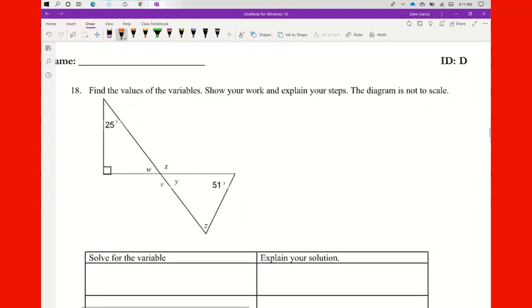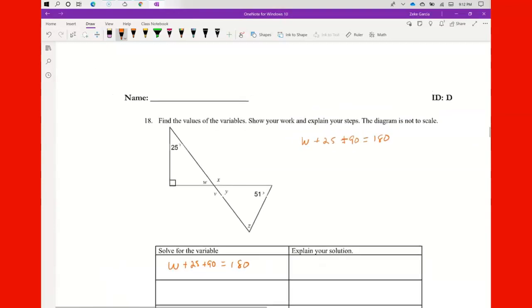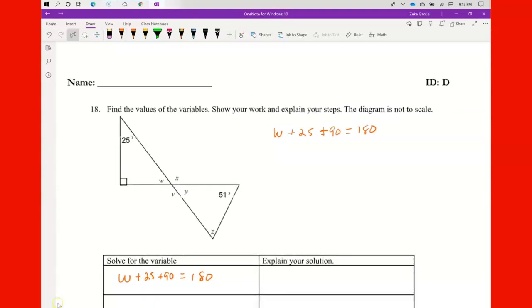Okay, find the values of the variables. Show your work, explain your steps. Okay, W. We're going to solve W. So I'm gonna do it up here. So we have W plus 25 plus 90 is equal to 180. So I'm going to write that here. W plus 25 plus 90 is equal to 180. And what's the reason? That is the triangle sum theorem.